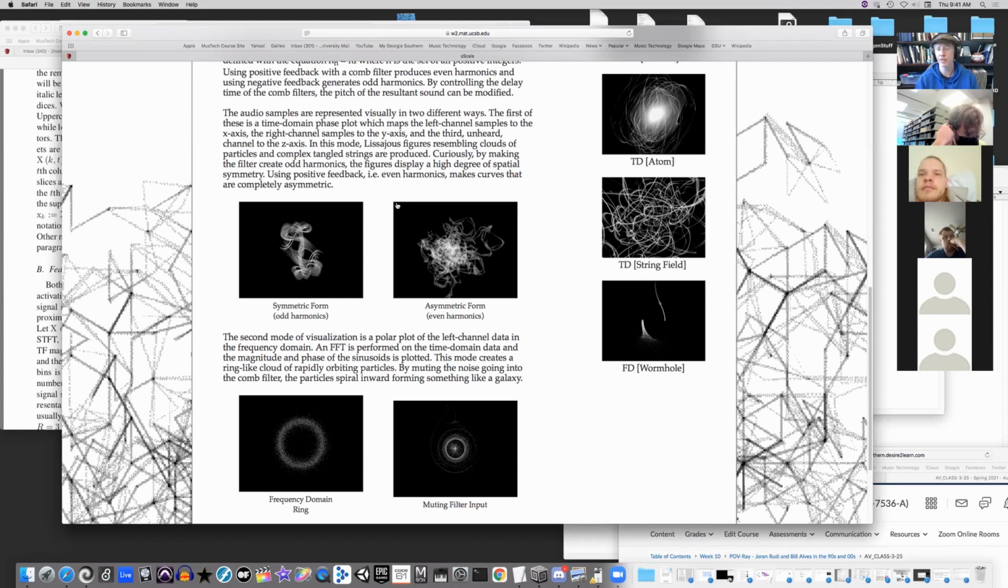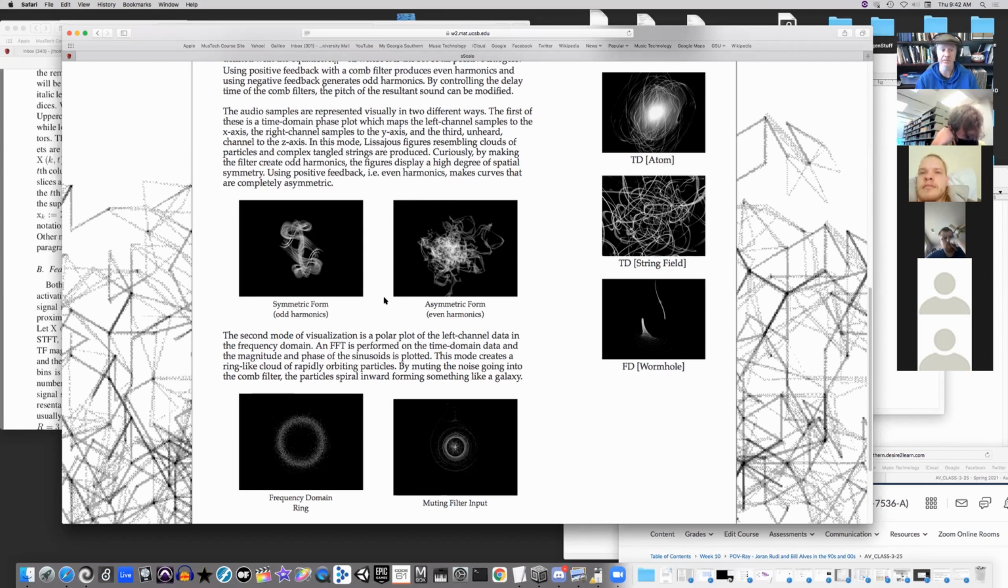So he's going to play with that idea to sort of ride on John Whitney's idea of visual consonance and dissonance. Even though even and odd harmonics aren't necessarily consonant and dissonant, visually they have some sort of symmetry and asymmetry, which is an interesting discovery.